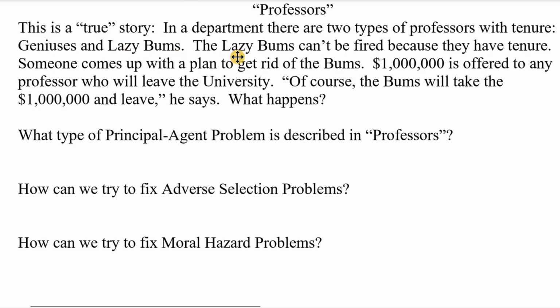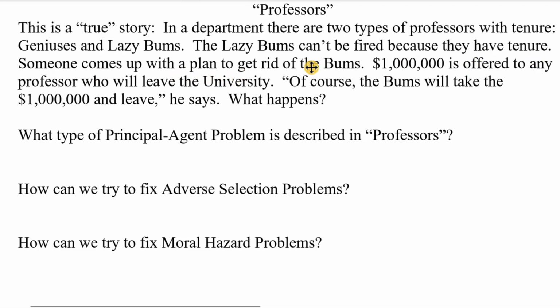So if you've got all these employees and there's a policy that says you can't fire them, how could you get rid of the lazy bums? Somebody at this university supposedly came up with a brilliant idea. They said, okay, let's offer everyone. The policy was you couldn't offer a new contract to just some people. It had to be open to all of the faculty in this department. Somebody said, okay, let's offer $1 million to any professor who will resign.